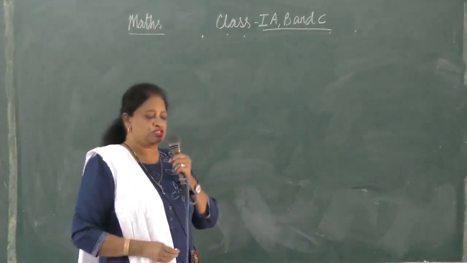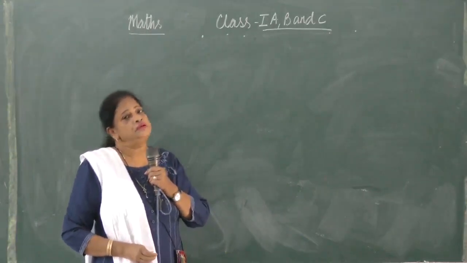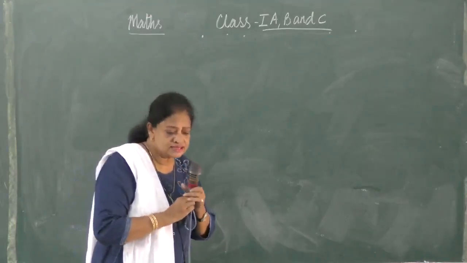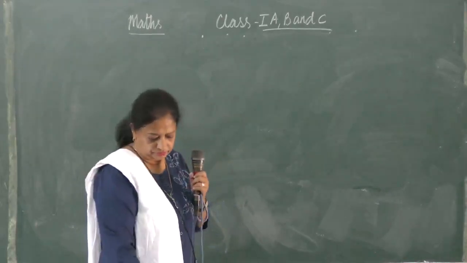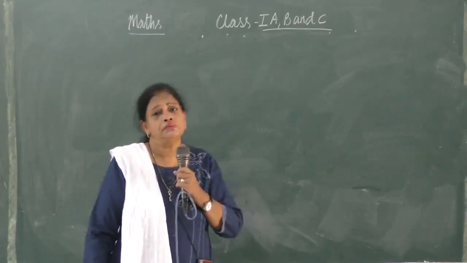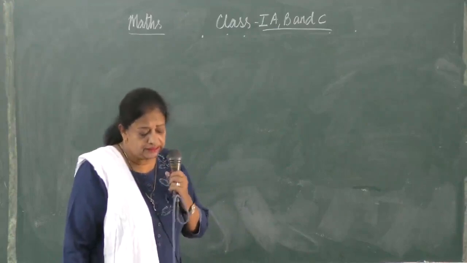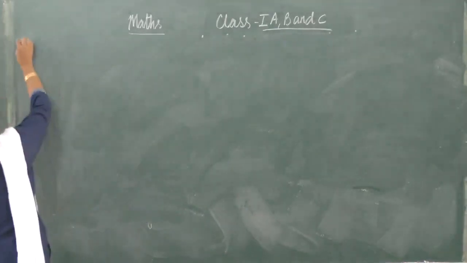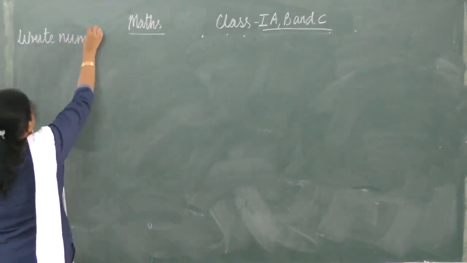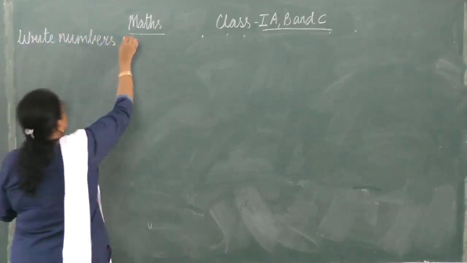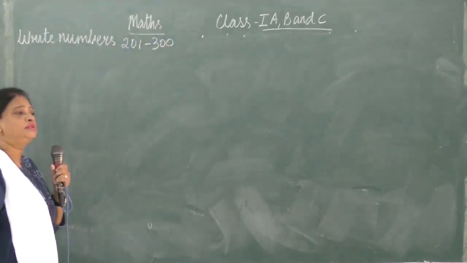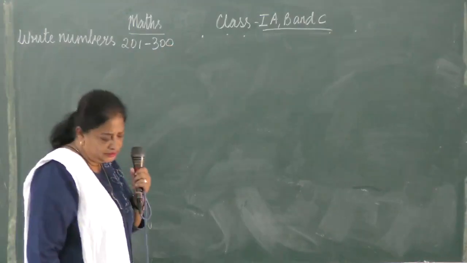Today we are going to do maths. Good afternoon, children. Today we are going to do maths of class 1A, B, and C. Okay. Children, in the last class, you all wrote your numbers. Today you will write numbers 201 to 300. Okay, children?